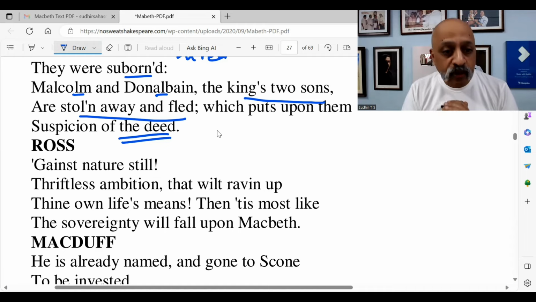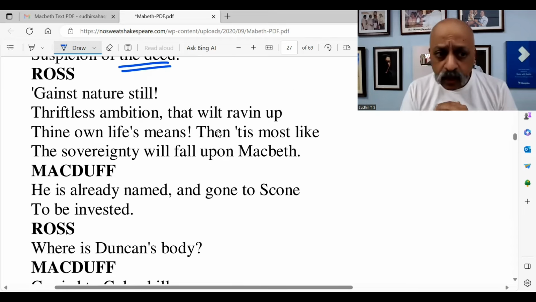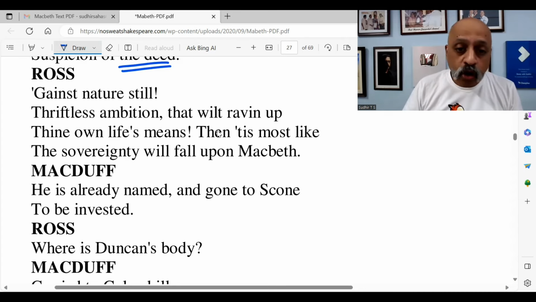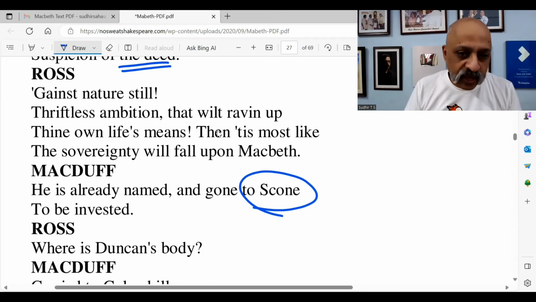Then it looks like Macbeth will become king. To aisa lagta hai sovereignty mein, matlab rajpat abhi Macbeth ke sar par girega. He's already named and gone to Scone to be invested. To wo Scone chala gaya. Scone wo jagah hai jahan par Scotland ke rajaon ka rajpat hota hai, unko raja ghoshit kiya jata hai. So he's already gone to Scone to be crowned the king.